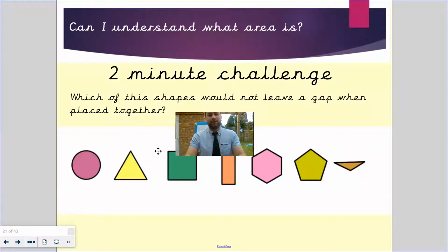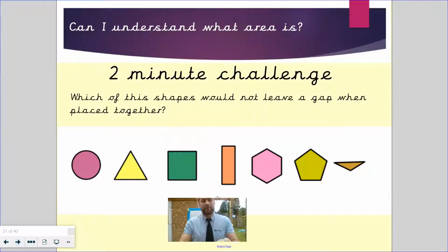So here's a 2-minute challenge. Have a look at these shapes, and very quickly, which of these shapes would not leave a gap when you place them together? So for example, you may want to put the triangle together with the pentagon. Will you leave a gap if you put them two together? Yes or no? So try to go through them shapes very quickly. 2-minute challenge. You can pause the video now.